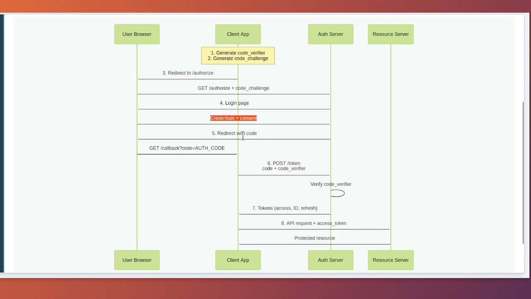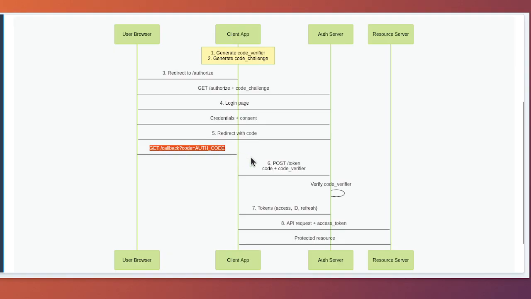Fifth, if the user grants consent, the authorization server redirects the user back to the client's redirect URI with an authorization code as a query parameter. The state parameter is also returned so the client can verify it matches the original request. Sixth, the client extracts the authorization code from the redirect URL and validates the state parameter to prevent CSRF attacks.